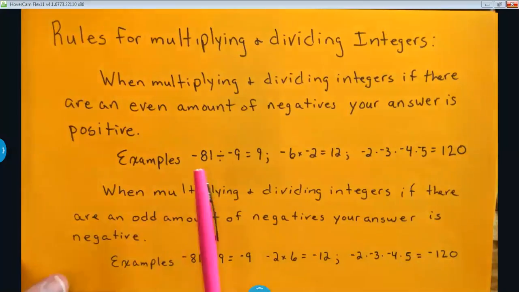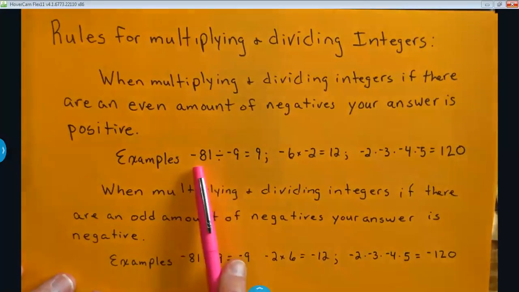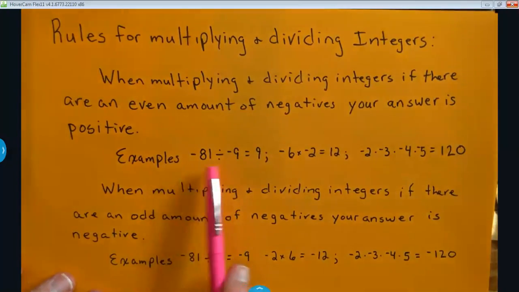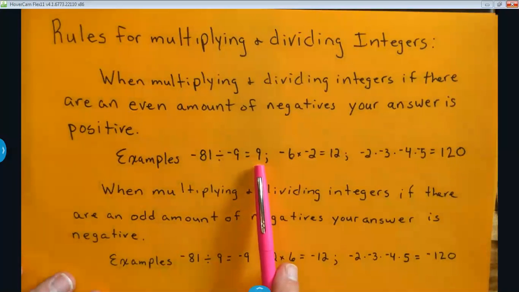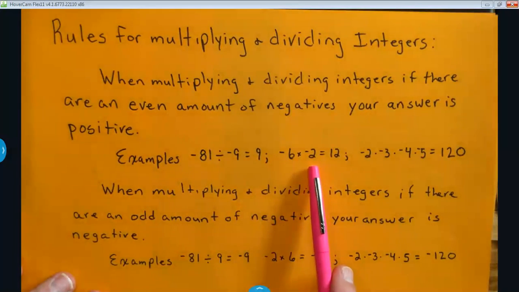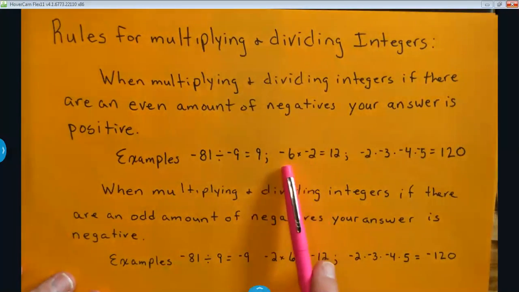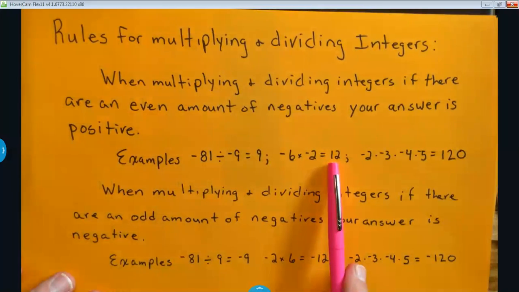Okay? Here's some examples. A negative 81 divided by a negative 9. There are two negatives involved. That's an even number. Therefore, my answer is going to be positive. Negative 6 times a negative 2. There are an even amount of negatives, so my answer again is going to be positive.